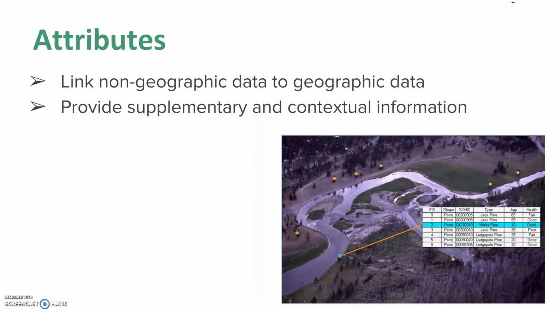So in this example, the point that we've highlighted in blue here is a singular tree. And in the attribute table, we can see that we've added contextual information about what is at that location. So we know that it's a white pine that's 10 years old and its health is good.